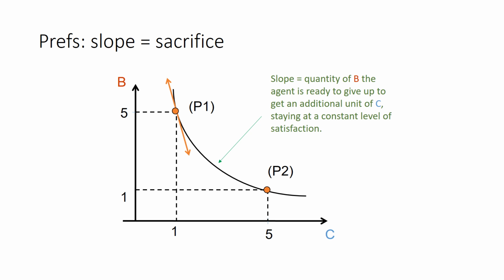The reason for that is because at point P1, the consumer has a lot of B and does not have much of C. At point P2, the slope of the indifference curve is getting to be pretty flat. This means that the consumer is not willing to give up a large quantity of B in order to get an extra unit of C. This makes sense because at point P2, the consumer has a lot of C and only a very small quantity of B.